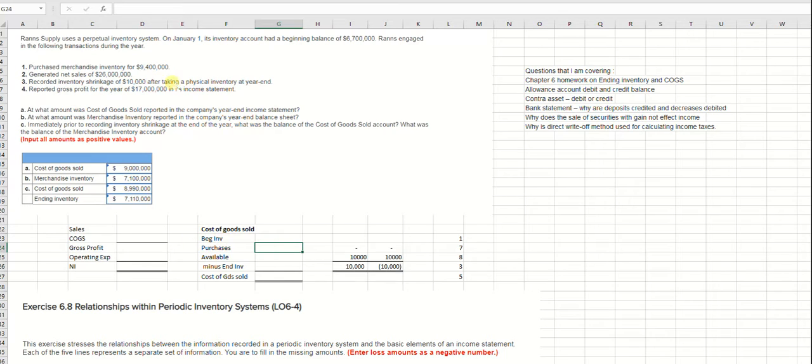Okay, so then I'm just going to start plugging in the numbers. So I use a perpetual inventory. On January 1st, its inventory had a beginning balance of $6,700,000. I purchased merchandise for $9.4 million.